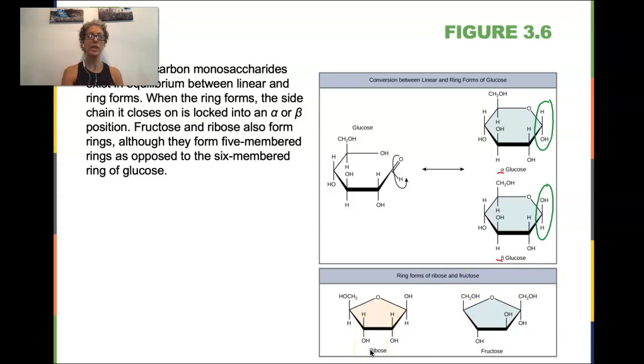Ribose we will see in the second half of this chapter, because ribose and its related molecule deoxyribose are the carbohydrate that is a key component in our nucleic acids.